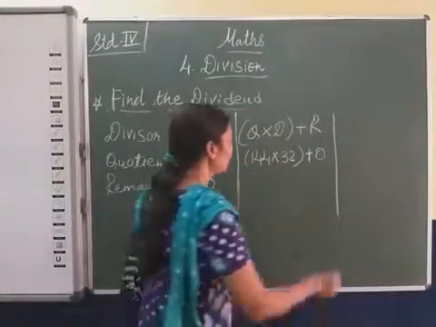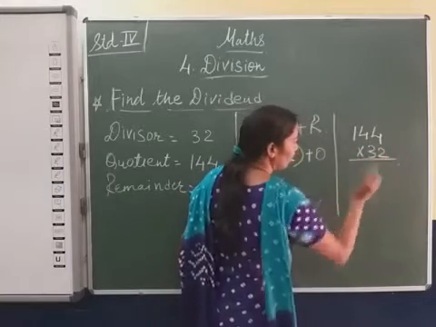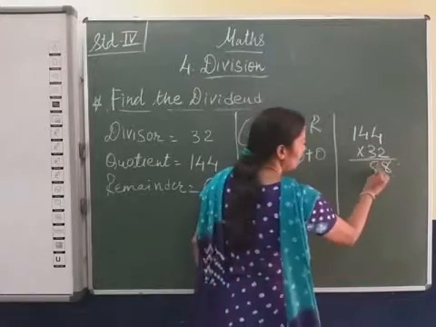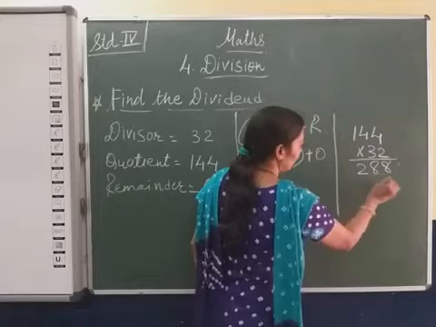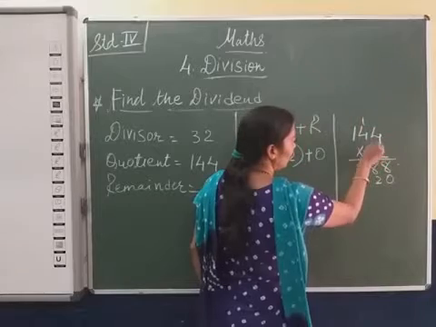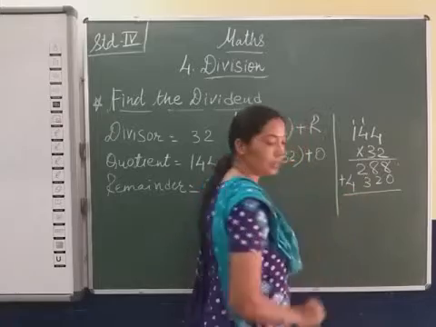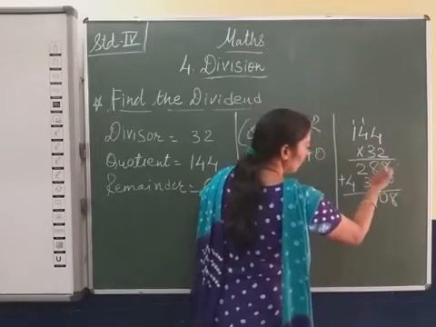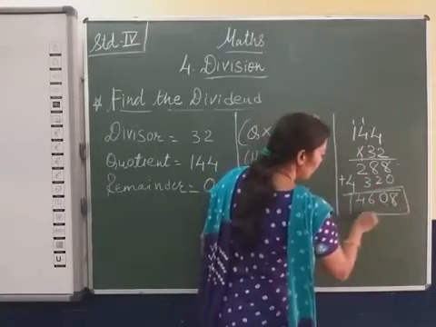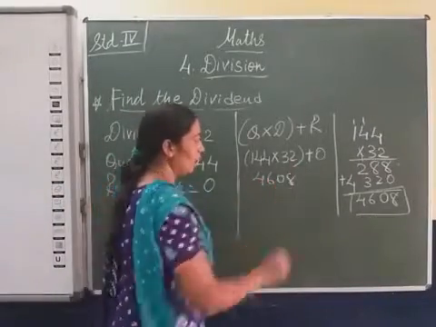Now we will multiply 144 by 32. So 2 4s are 8. Again 2 4s are 8. 2 1s are 2. Now 3 4s are 12. 2 1 is carry forward. 3 4s are 12, 13 1. 3 1s are 3 and 4. Now we add this product: 8, plus 2 is 10, 1, 3 plus 3 is 6, and 4. So this is our dividend 4608 and remainder is 0.